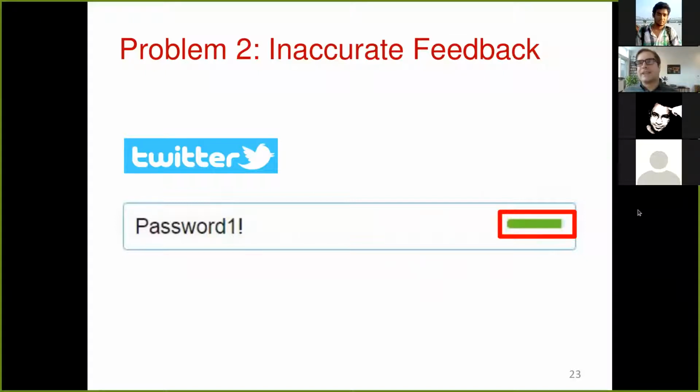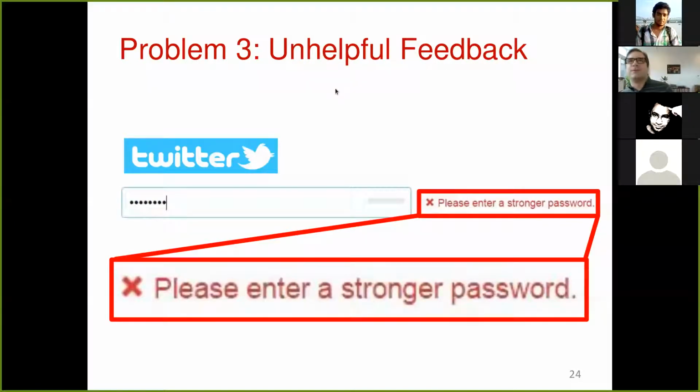And I guess that could be said in other contexts as well. Right. But it also gave you unhelpful feedback. If Twitter didn't like your password, it would just say, please enter a stronger password, but wouldn't tell you how to get a stronger password. What makes a password strong?